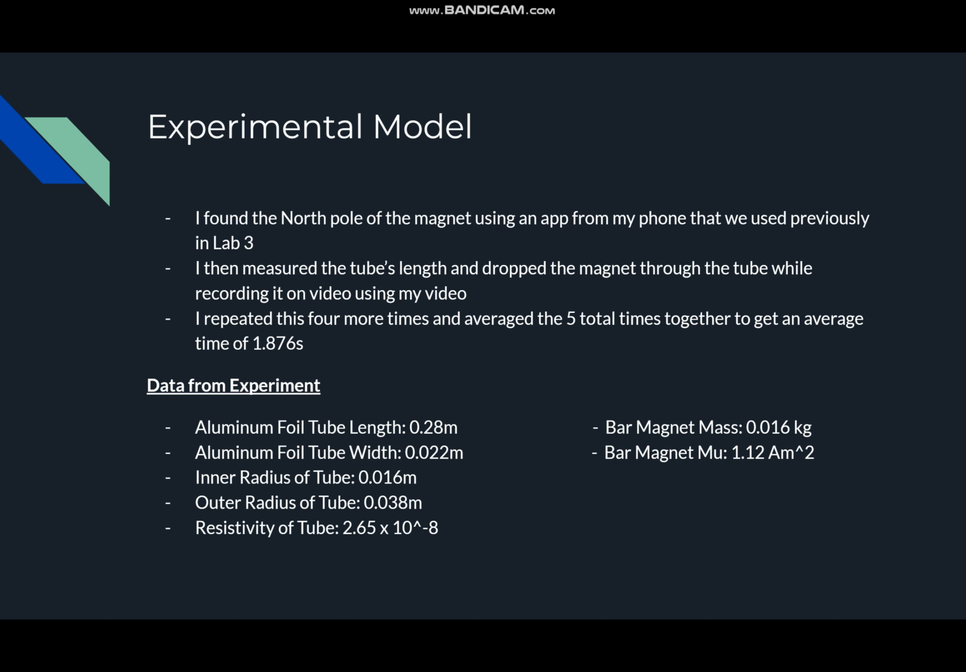Some data that I used, which you'll see later in the computational model, is the tube length, 0.28 meters, tube width, 0.022 meters, the inner radius of the tube being 0.016 meters, the outer radius being 0.038 meters, and the resistivity of the tube being 2.65 times 10 to the negative 8. The mass of the magnet is 0.016 kilograms, and the magnet's mu is 1.12 A·m².